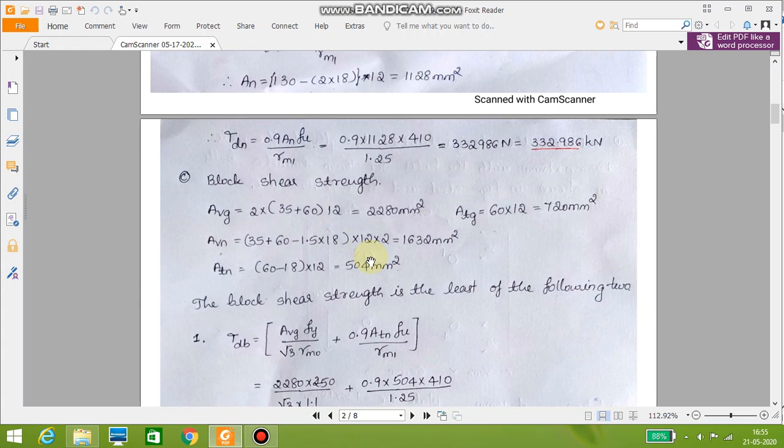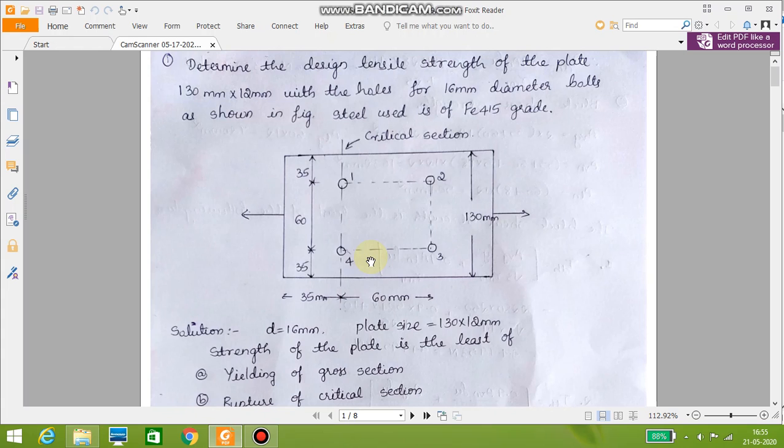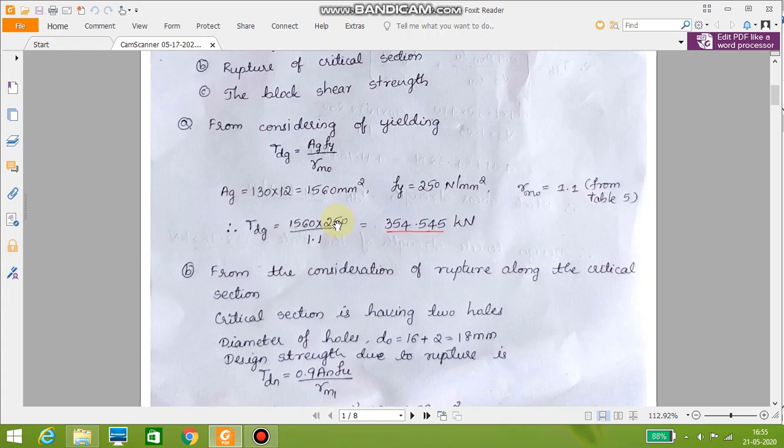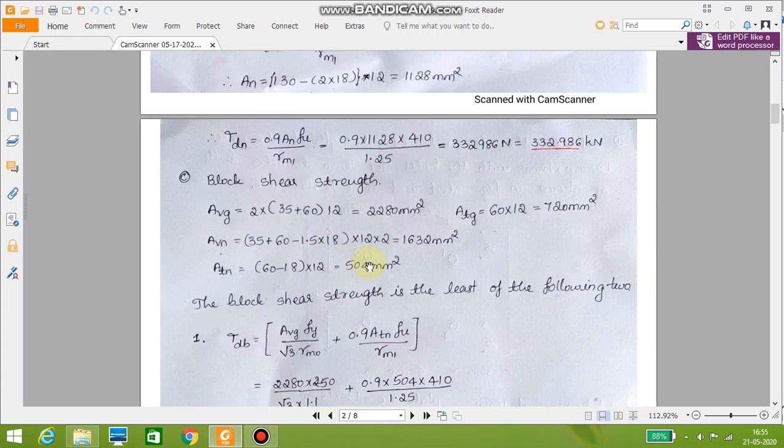Now ATN is 60 minus bolt hole diameter. The bolt hole diameter is 18, because I am getting 18 as half of this 9 plus half of this 9, 9 plus 9, it is 18. Half of 18 is 9, 2 times I have, so it is totally 18. 60 minus 18 into 12, 504.